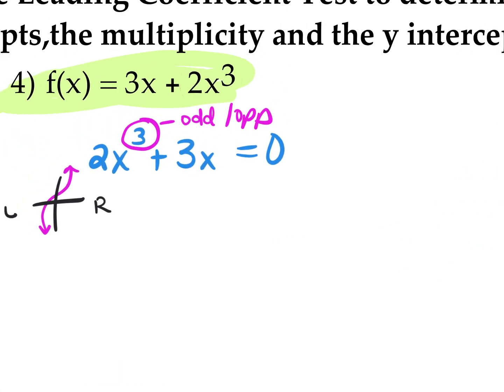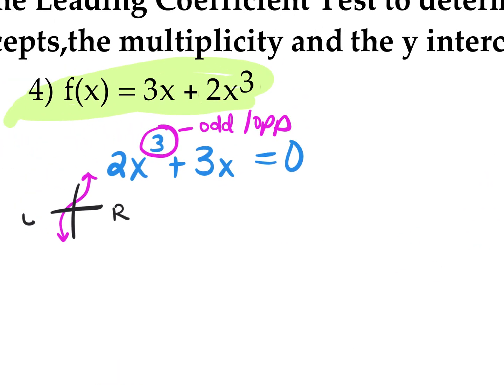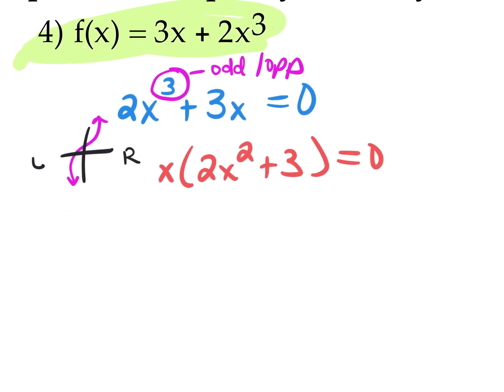Now, zeros. How do you find the zeros? You factor. So when we factor, we set equal to 0 and solve. So what can I take out of 2x cubed and 3x? You can take out an x, and I'm left with what? 2x squared plus 3 equals 0. Can I factor 2x squared plus 3 anymore? No, you can't. You can solve it, but you can't factor it anymore.